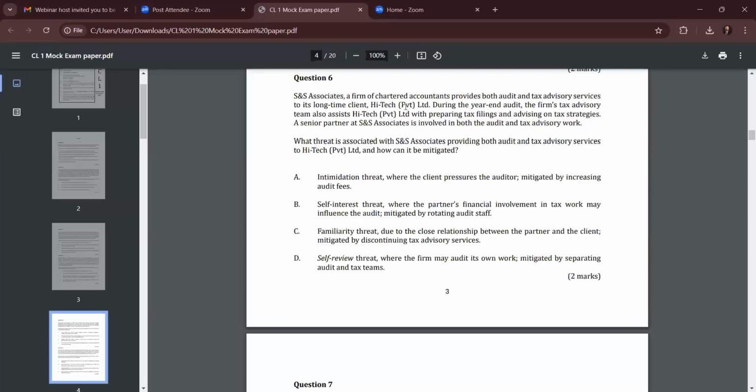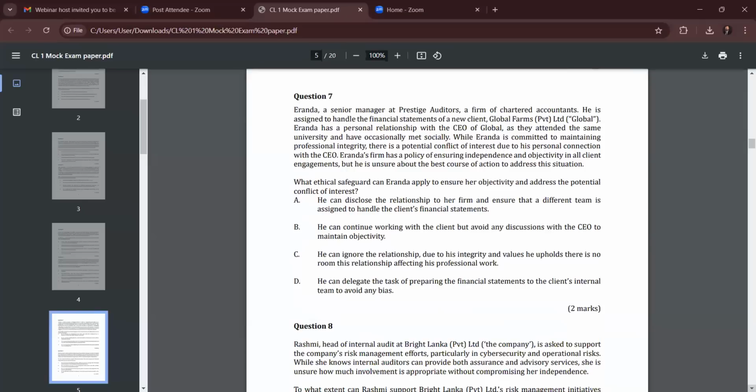Why? It's a private limited liability company. No problem at all. But what you've got to do is separate the audit and tax teams. Because why? You advise on tax and you are auditing it. Self-review threat, where the firm may audit its own work, mitigated by separating the teams, right? Separating, self-review. Answer is D.